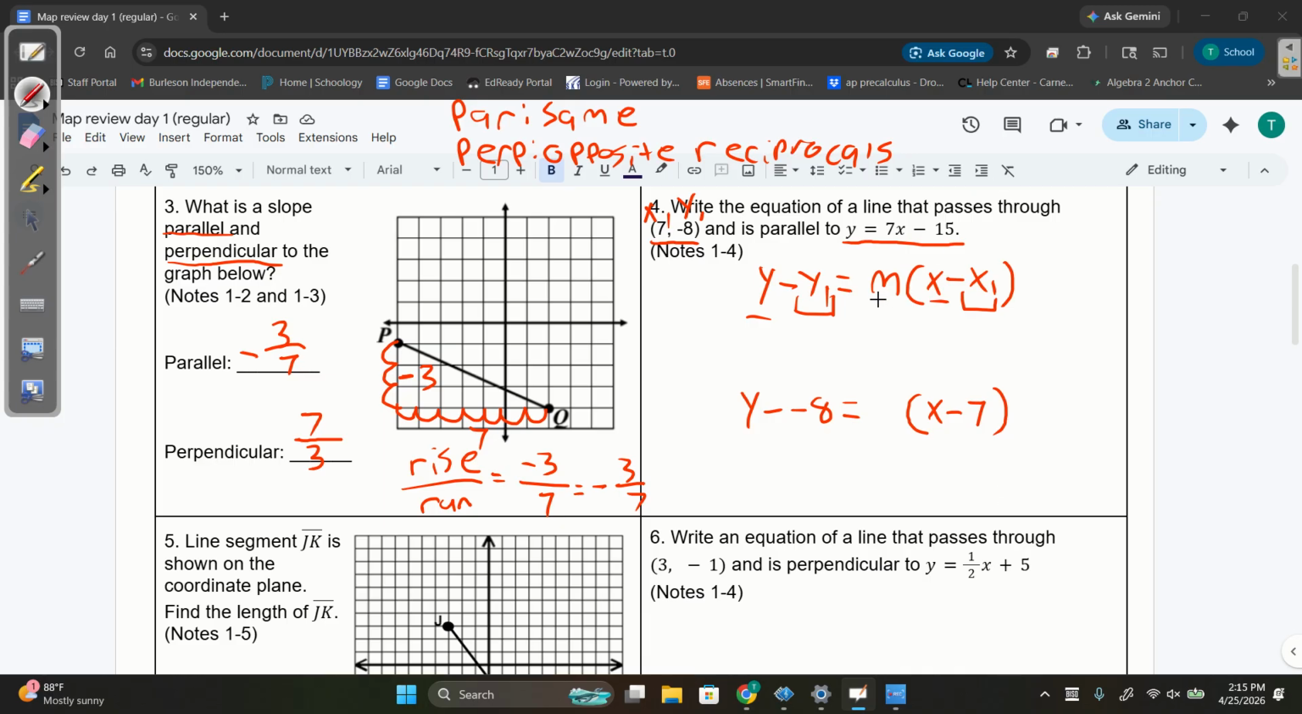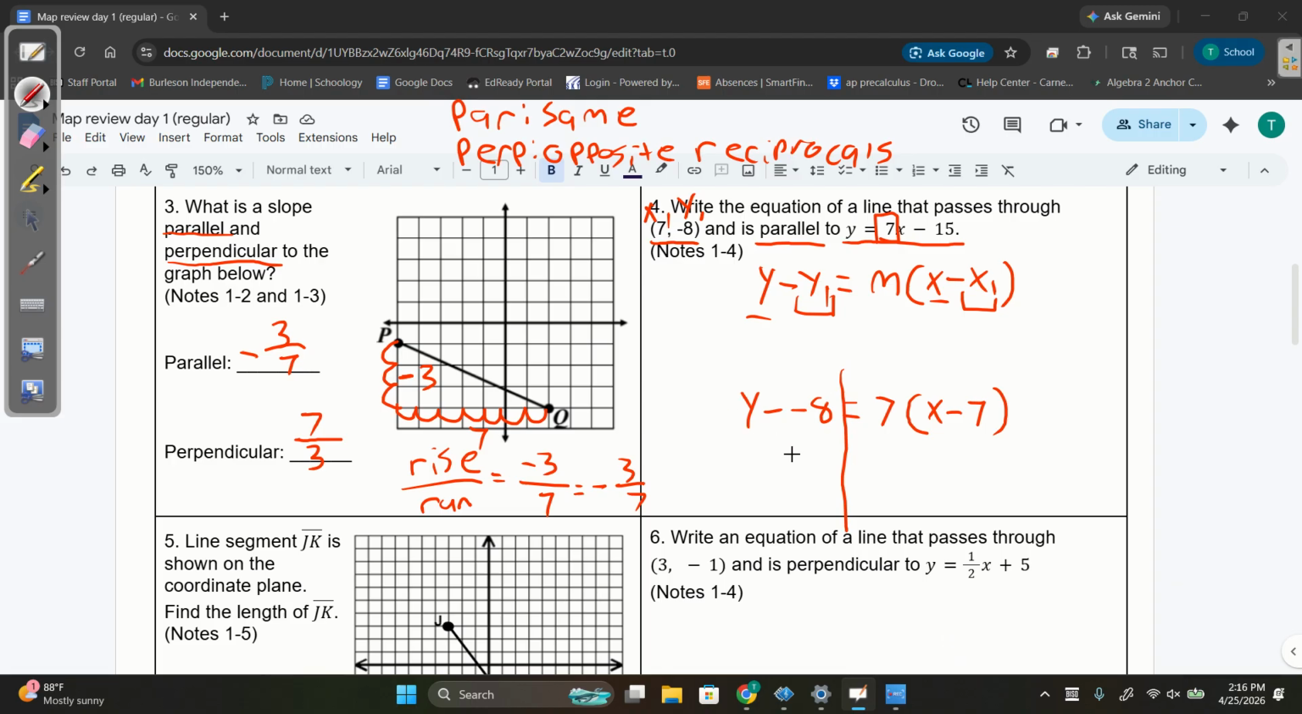All I need now is my m. The m stands for slope. So if I can find the slope of this line here, I can use that as my m. When we're looking at a linear equation like this, the slope is always the piece that is next to the x. So in this case, my slope should be 7 because I want a parallel slope. Remember, parallel slopes are the same. So my slope is 7. Once I have it all plugged in, it's just a matter of solving it out.